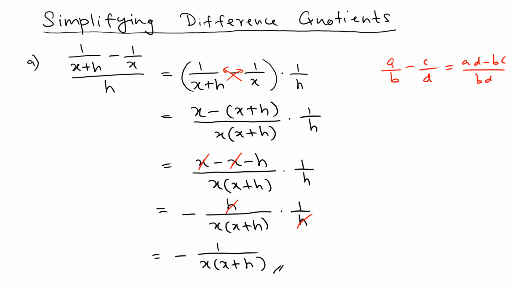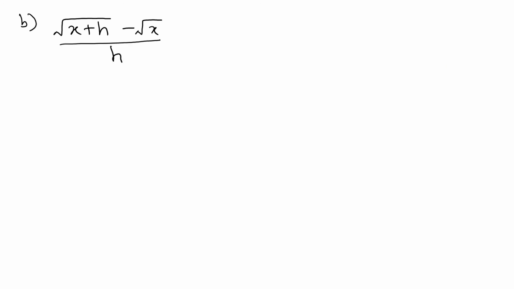So let's look at one more with a square root, because that's very common in difference quotient problems. We have square root of x plus h minus square root x, divided by h. When you have square root functions, we have to treat this in a different way. We can use a special technique called the multiply by conjugate method. That's the technique we use.